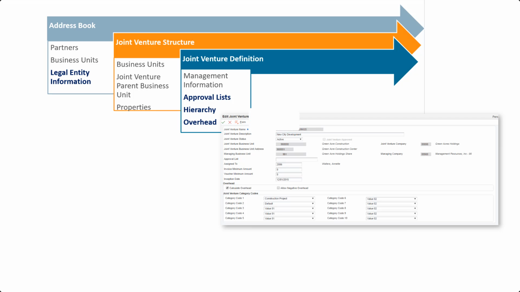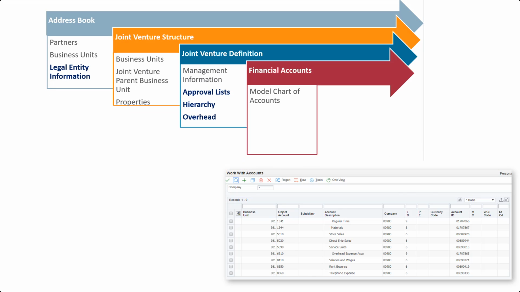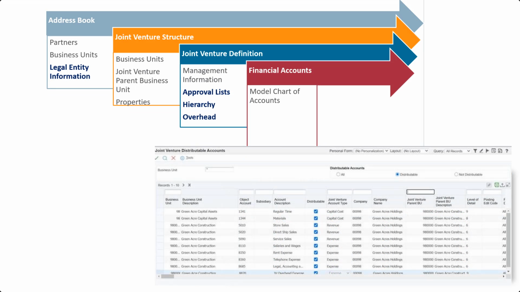The next task is to set up the chart of accounts for all the business units in the joint venture. After creating the chart of accounts, you mark specific accounts as distributable accounts. The joint venture management system includes only those transactions associated with distributable accounts when distributing and processing transactions for the joint venture, such as expenses and revenue.